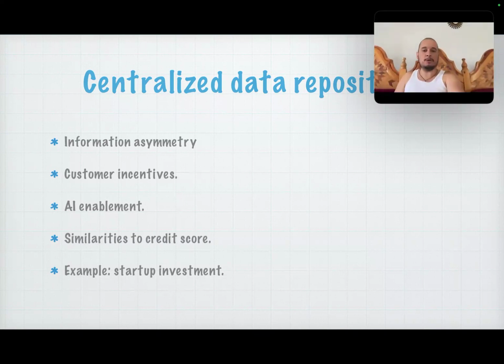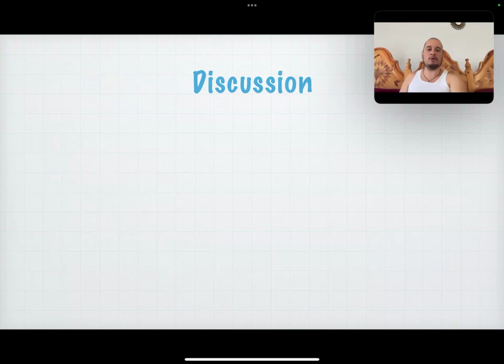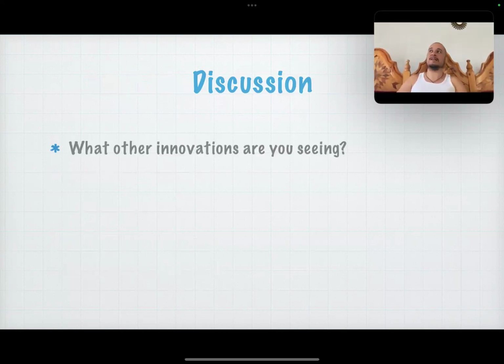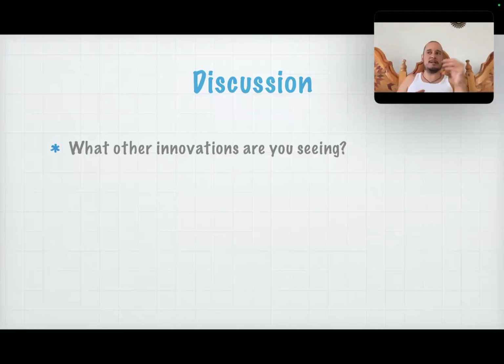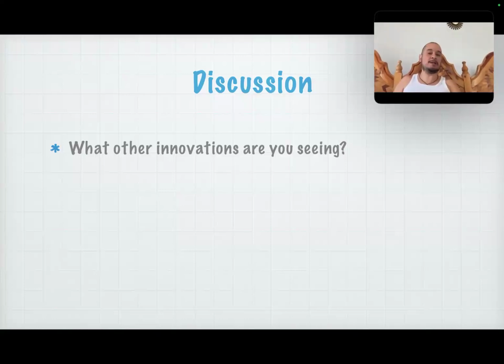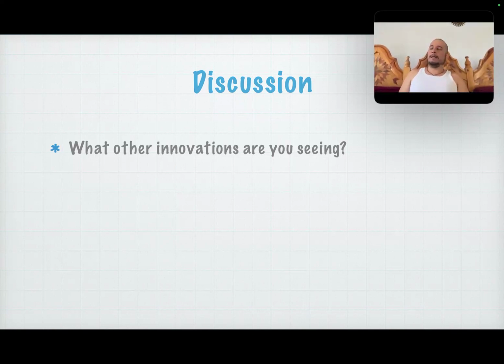Let me know if you find this idea interesting, and we are close to finishing with some discussion ideas. The first, simply: what other innovations are you seeing in this market? I offer three of them. The first, improving the customer experience. The second, improving the models, decreasing the risk. And the third one, reducing costs, automating tasks. Are there others?